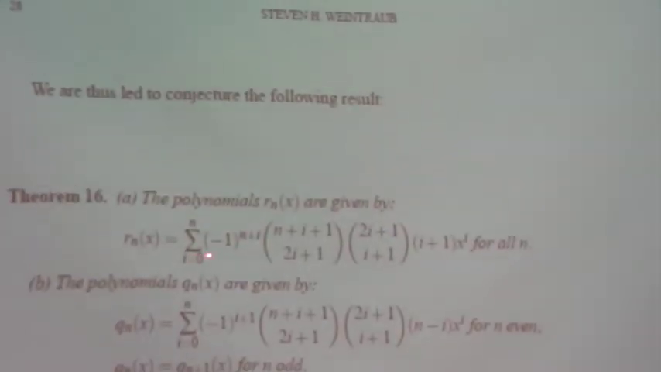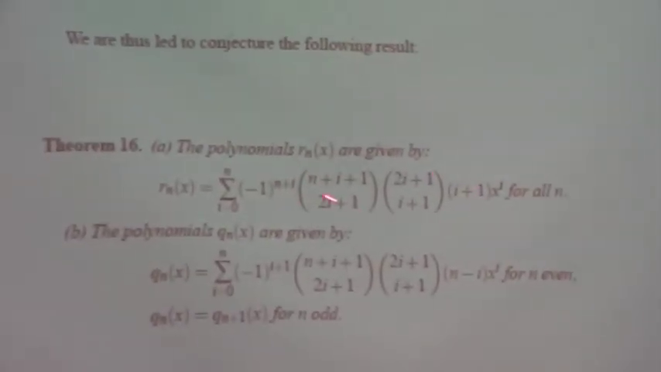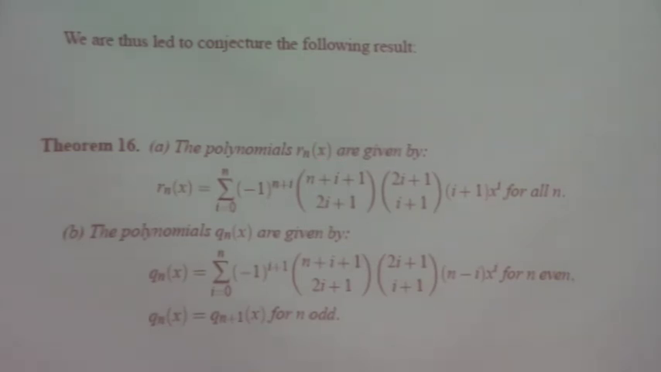So putting all this together, we now conjecture, and we will later prove, that the coefficients of the polynomial r sub n of x are given by, here's the sign, and then it turns out to just be this.